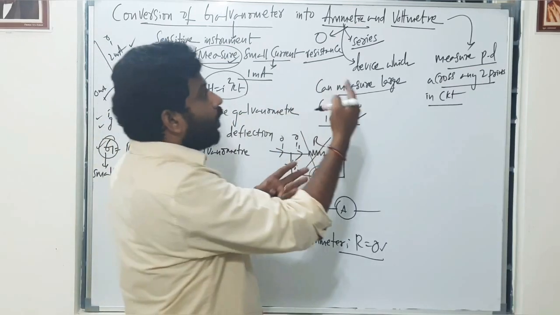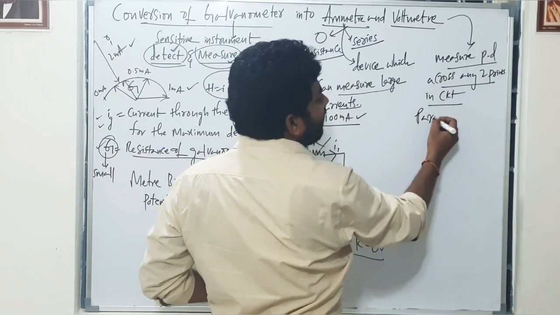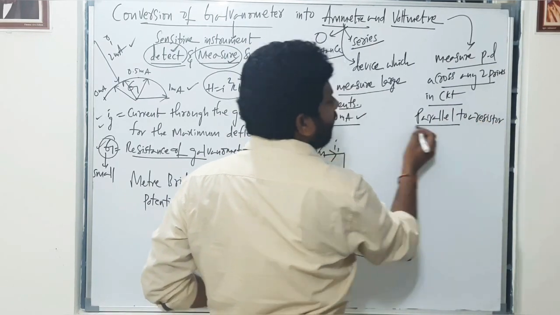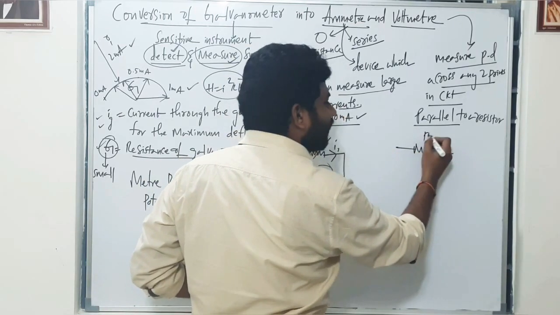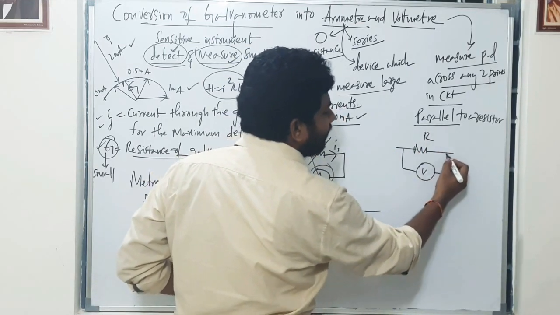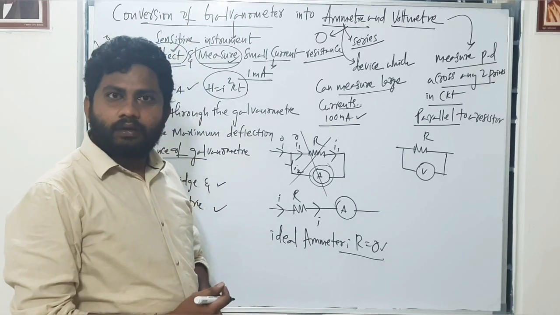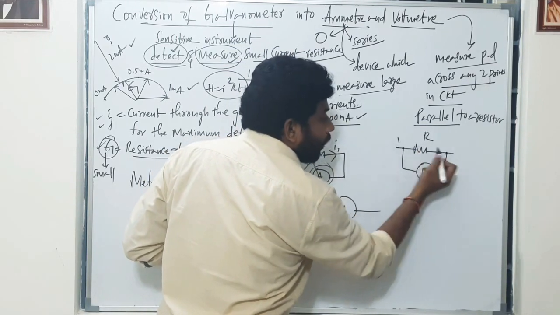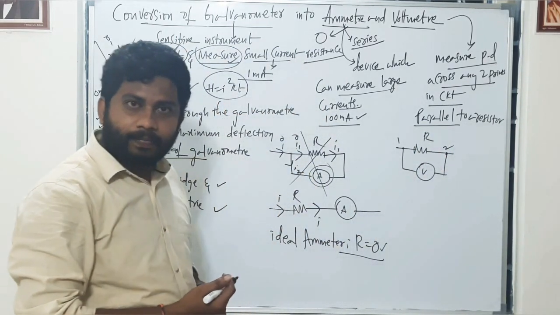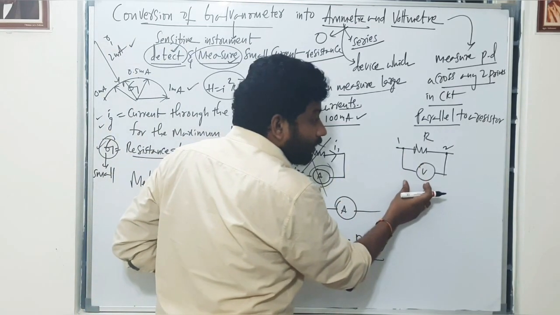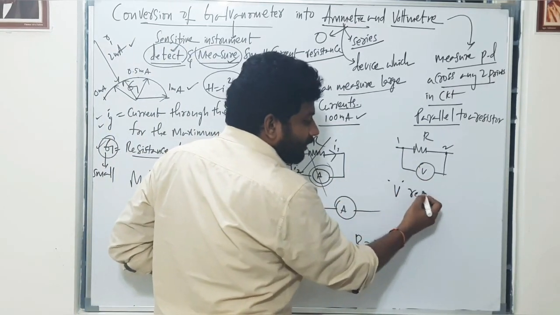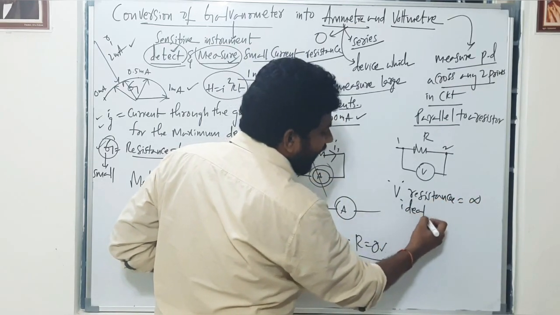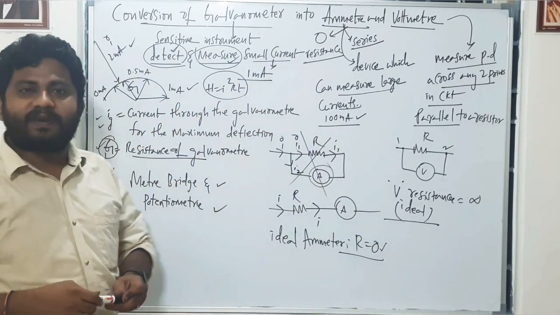The voltmeter must be connected in parallel to a resistor in a circuit. In parallel. How? If this is a resistor, the voltmeter must be connected here. Right? And then only the potential difference between these 2 points can be measured by this voltmeter. And the voltmeter resistance must be infinity if it is ideal. Ideal voltmeter resistance must be infinity.